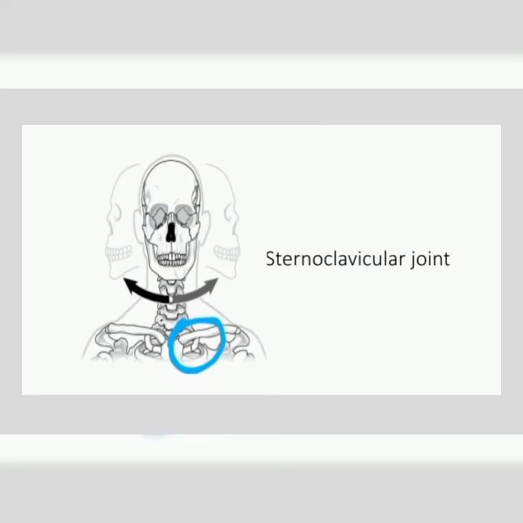Another example of saddle joint is the end of the clavicle, the proximal end of the clavicle articulating with the upper part of the sternum. So we have the end of the clavicle articulating with the upper part of the sternum. That's another example of a saddle joint.